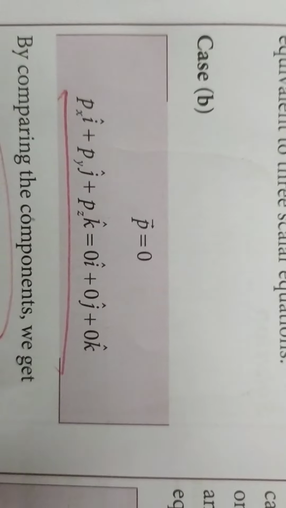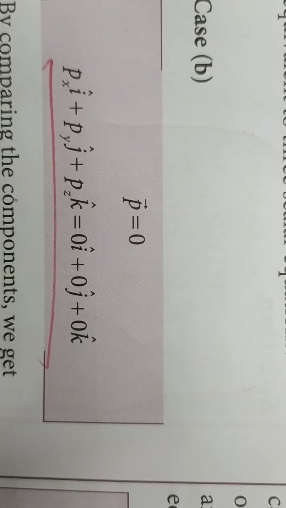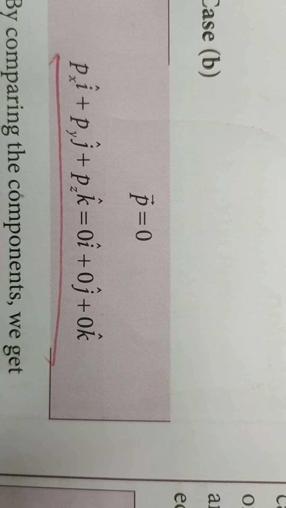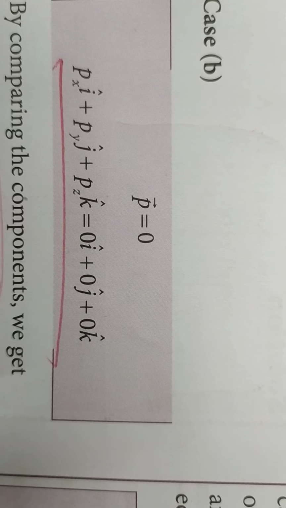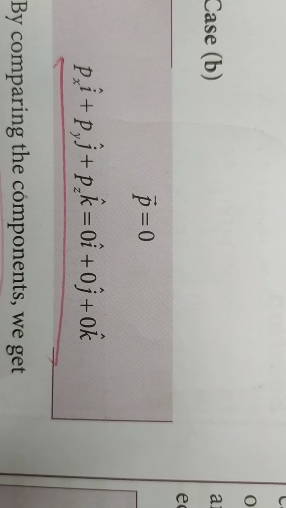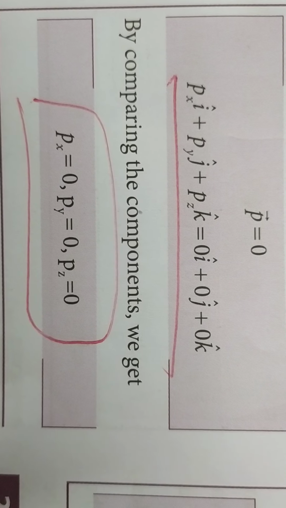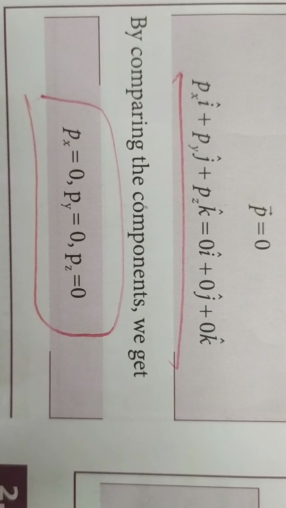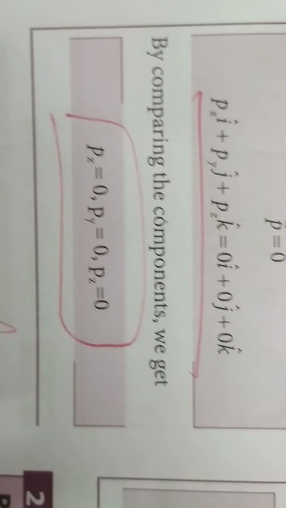Next, you take p vector is equal to 0. Now p vector is split into its components. So px I cap plus py j cap plus pz k cap is equal to 0 I cap plus 0 j cap plus 0 k cap. Now you compare the components, and you will get px is equal to 0, py is equal to 0, and pz is equal to 0. You are just comparing the components.